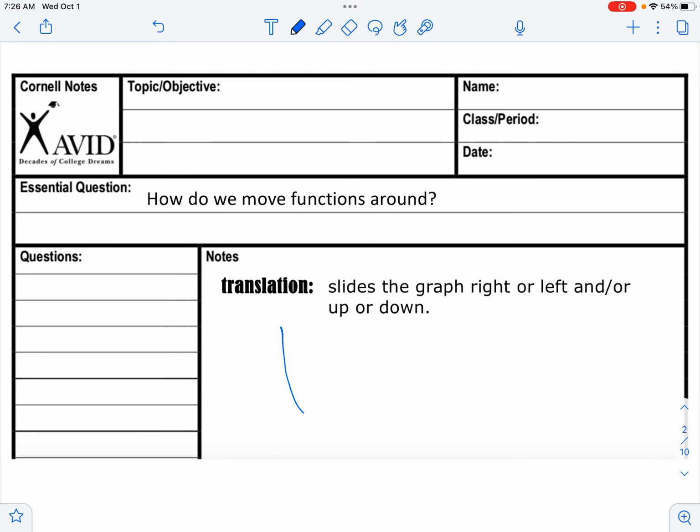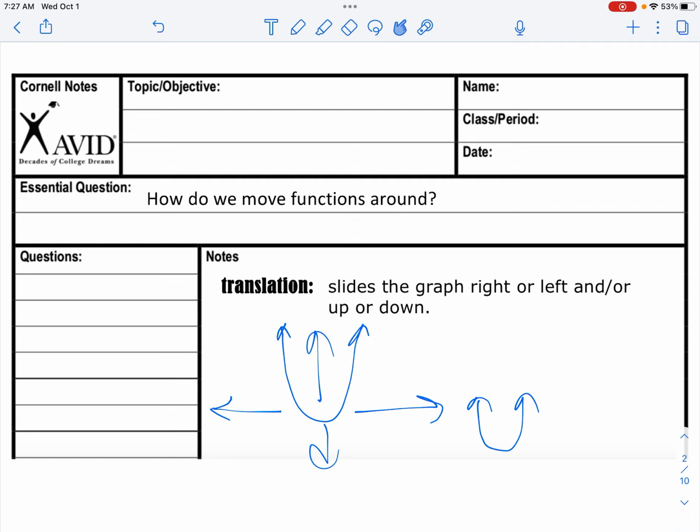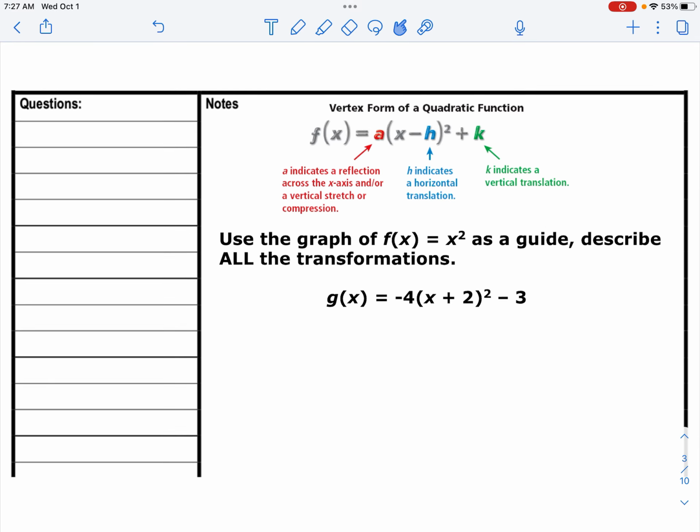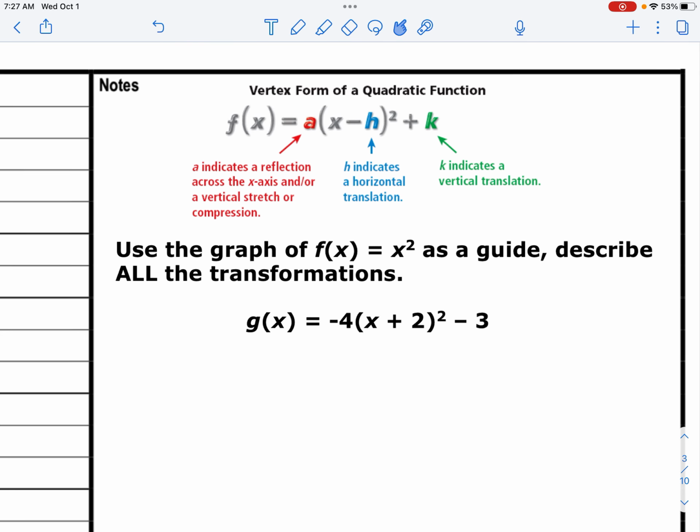So you might have a parabola, a quadratic function, when you graph it as a parabola, and then you can move that this way or this way, up, down, and just slide it. So maybe it ends up down here and to the right. So that's what we're going to learn how to do today, is how do we slide these. So we'll review a little bit about how this worked when we did this with quadratics before.